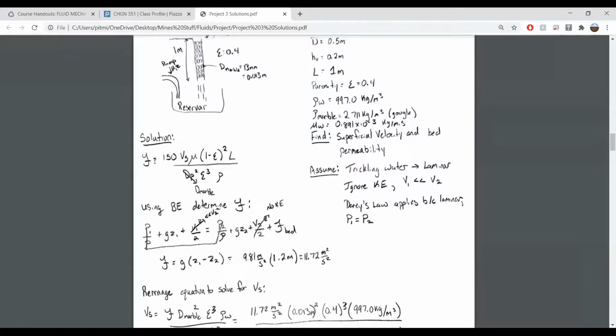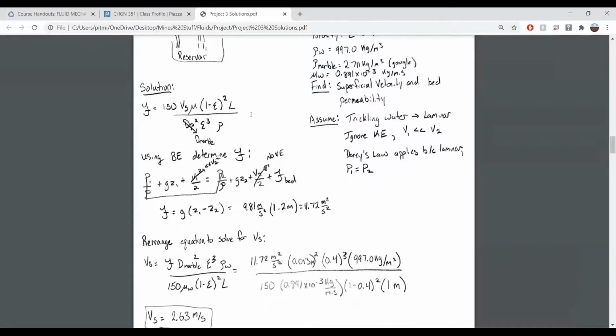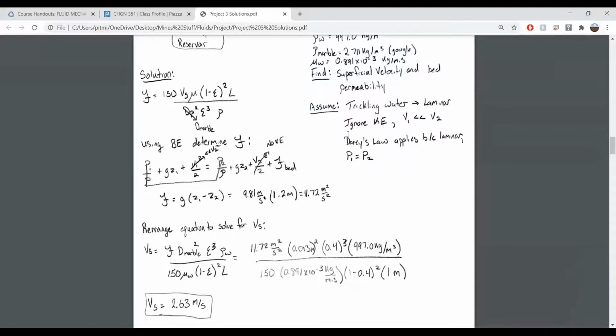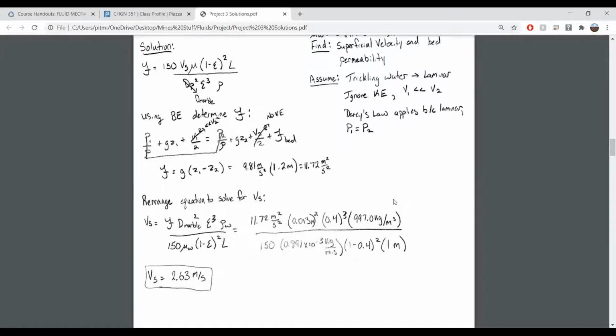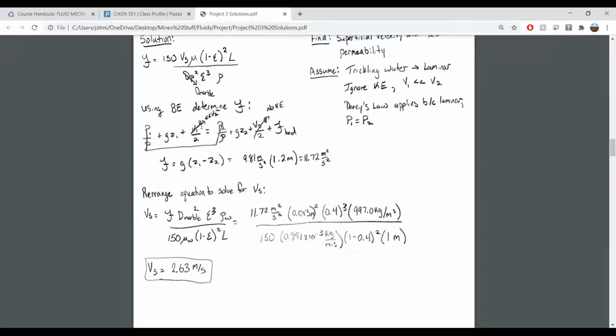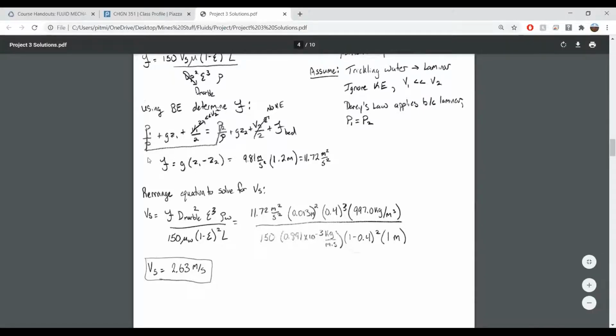So then we solve here for the friction, and then we once again use Bernoulli's equation. And a huge part I forgot to mention was that since it is trickling water, we can assume it's laminar. And since it is laminar, we're able to use Darcy's law. Otherwise, we would not be able to. So doing this, we solve for the friction loss.